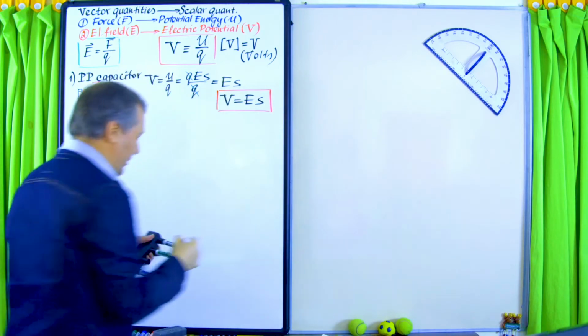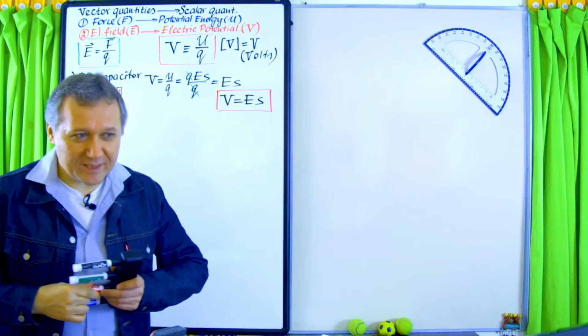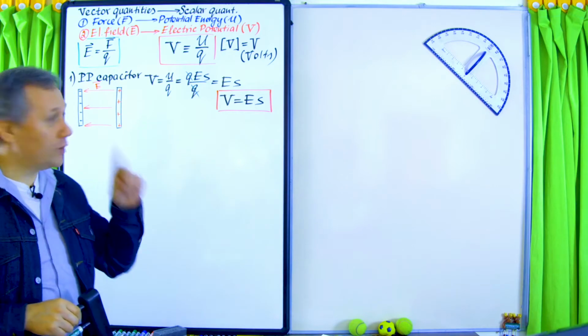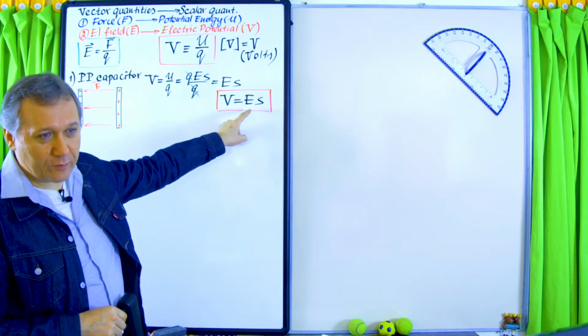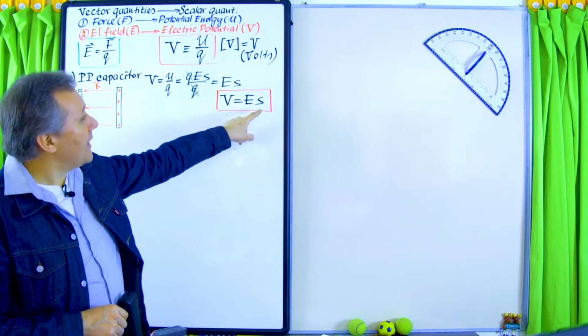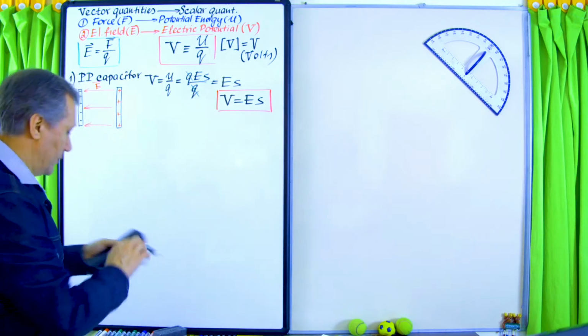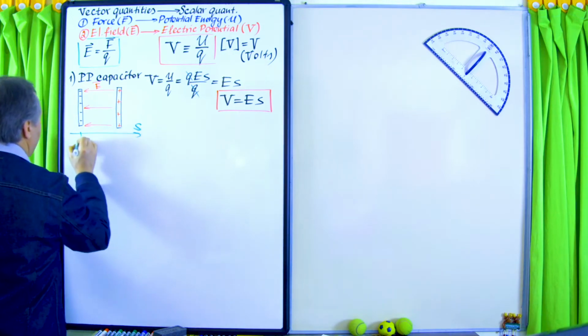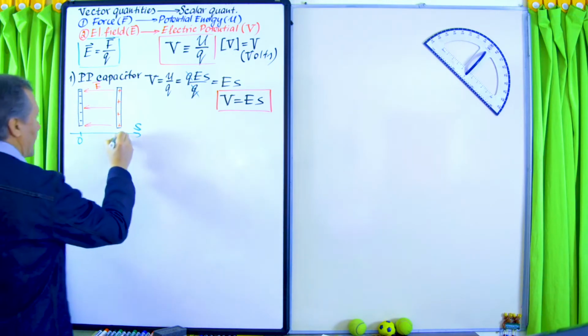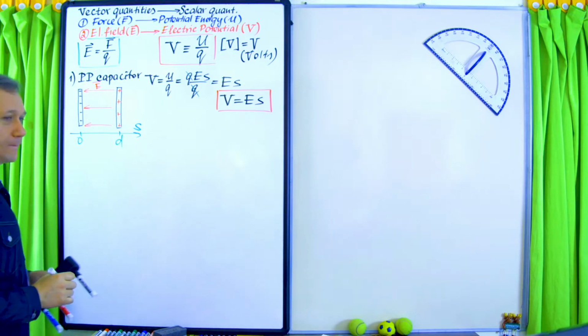So that's the expression which can be used to find the electric potential inside of the capacitor. Look at the structure. E is constant because we're inside of the capacitor, uniform field. S is measured from the negative electrode. So S measured from the negative electrode. This is D.